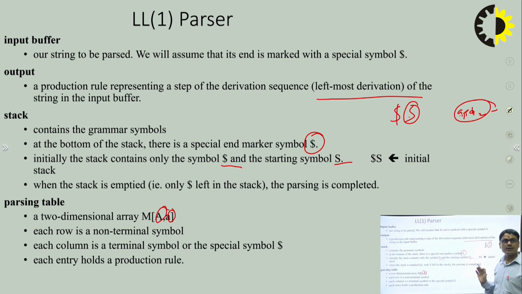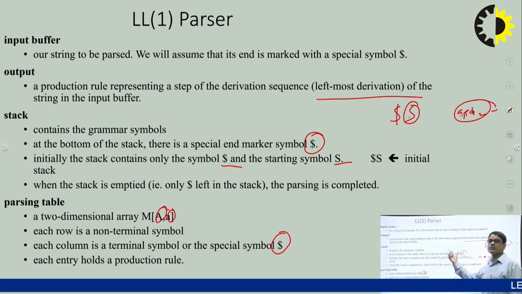Each row is a non-terminal symbol, and each column is a terminal symbol or the special symbol dollar. Dollar is also counted as a terminal. Each entry holds a production rule. So by deriving this parsing table, we get some production in each entry. How we can use this production, we will discuss in this lecture.